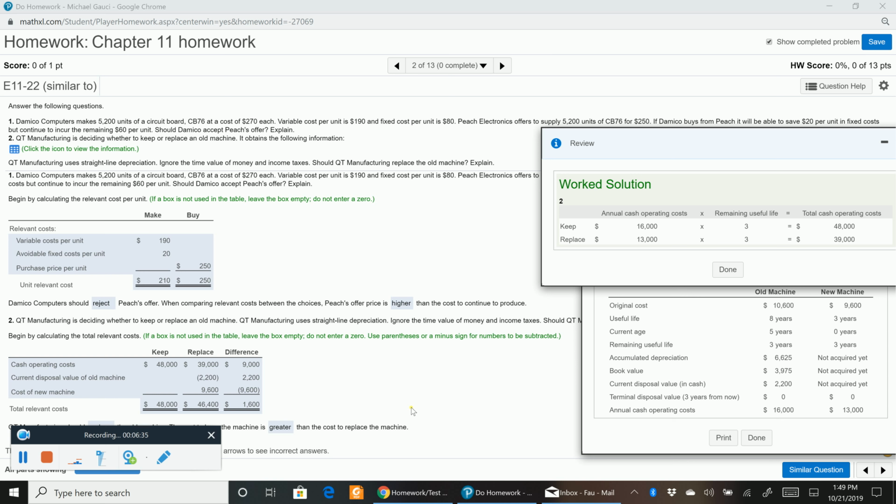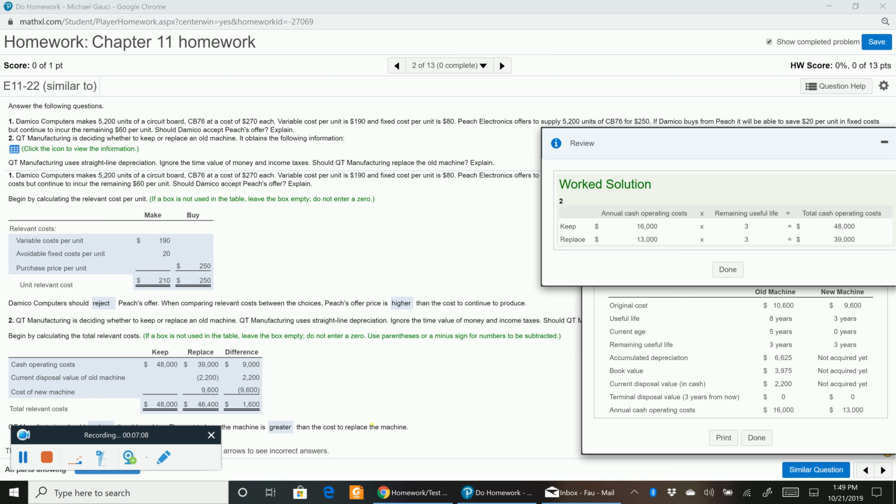But my answer to you is not so fast. You're not analyzing this properly. Remember, the whole idea of the analysis is to analyze the relevant costs and the relevant revenue. In this case, we're talking about costs. So if this company buys from Peach, the other company, it will be able to save $20 per unit in fixed costs. But it will continue to incur the other $60 per unit in fixed costs. So should we accept the offer?